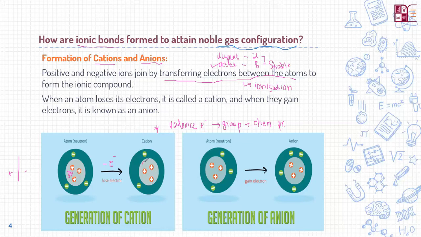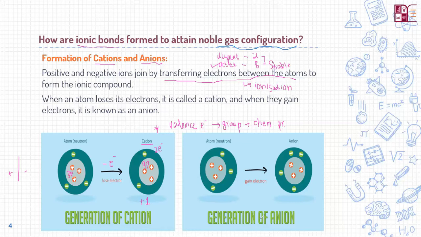We are going to have three protons still inside the nucleus, but now because it has lost one electron, it has become two electrons in the outer shell. So this means that we have plus one extra charge on this ion. This is the reason it is known as a cation or a positively charged ion, because it has more positive charges as compared to negative charges.